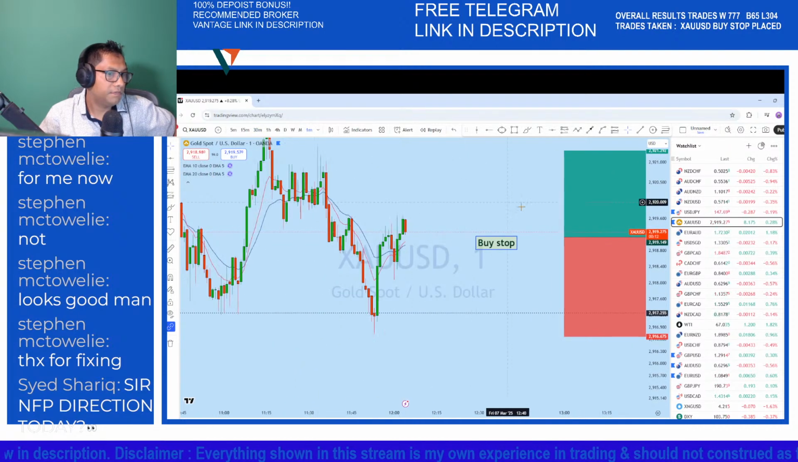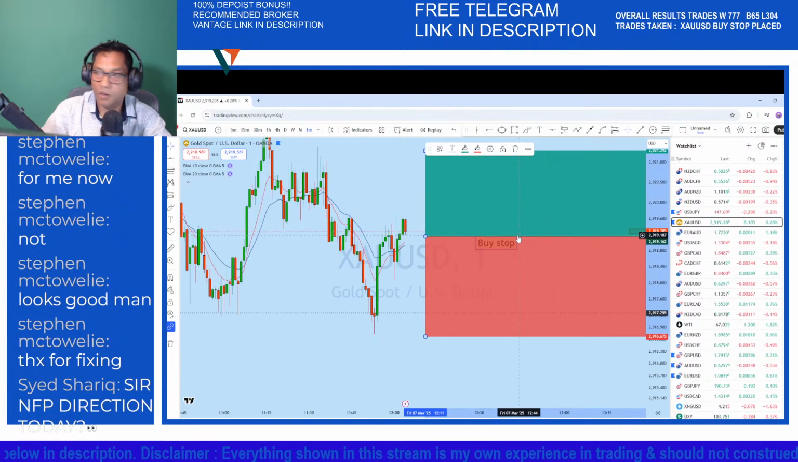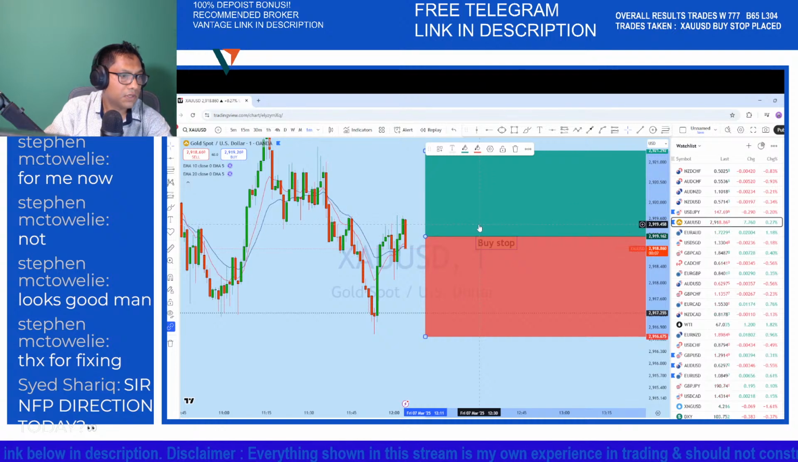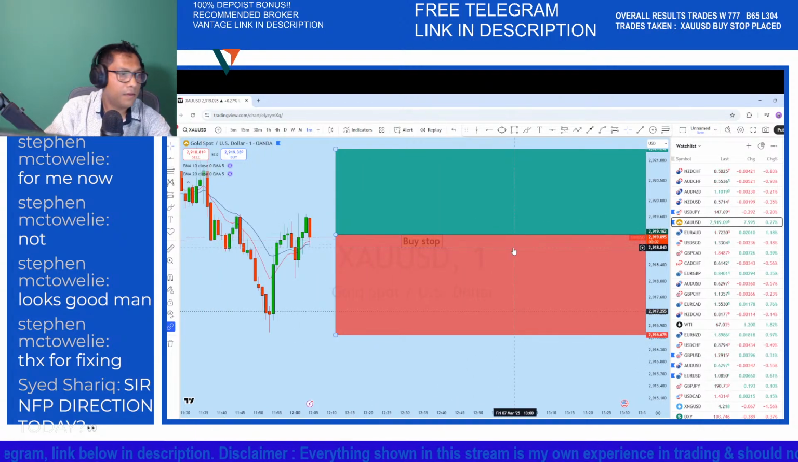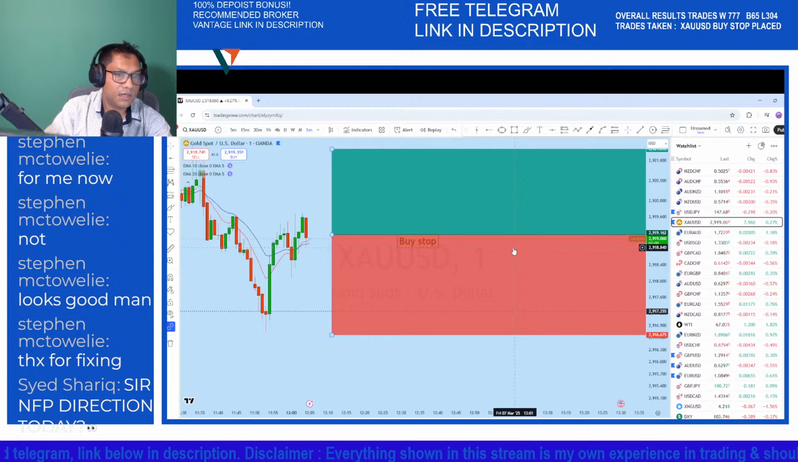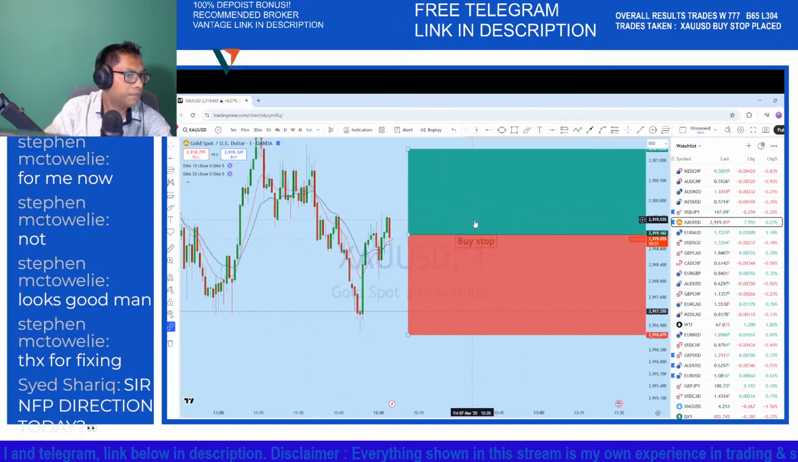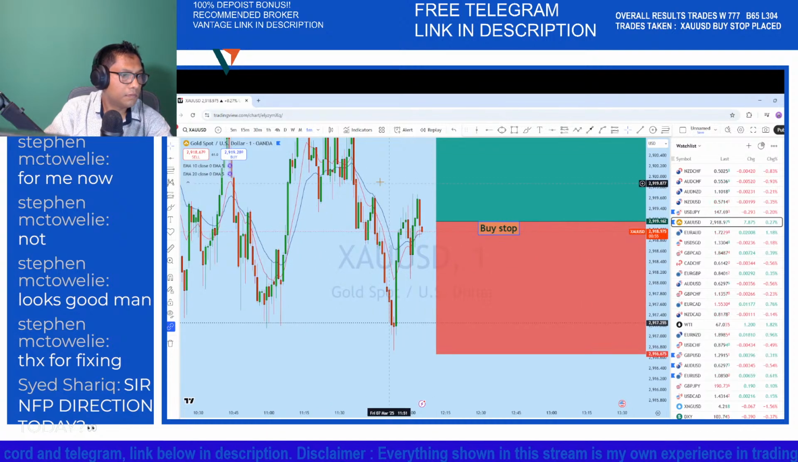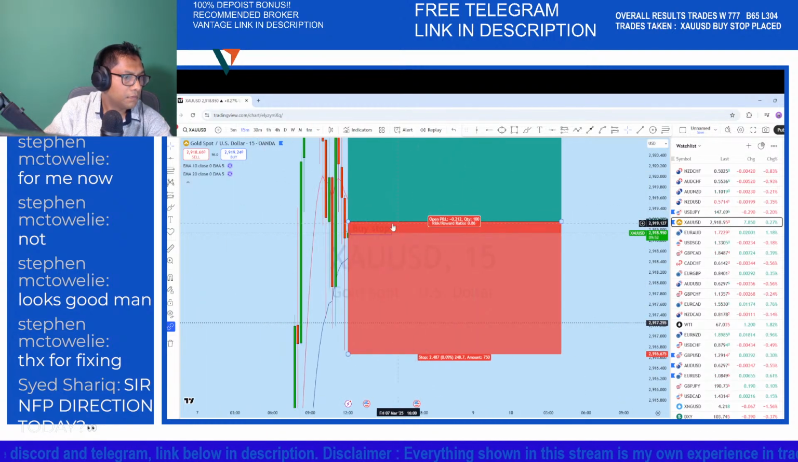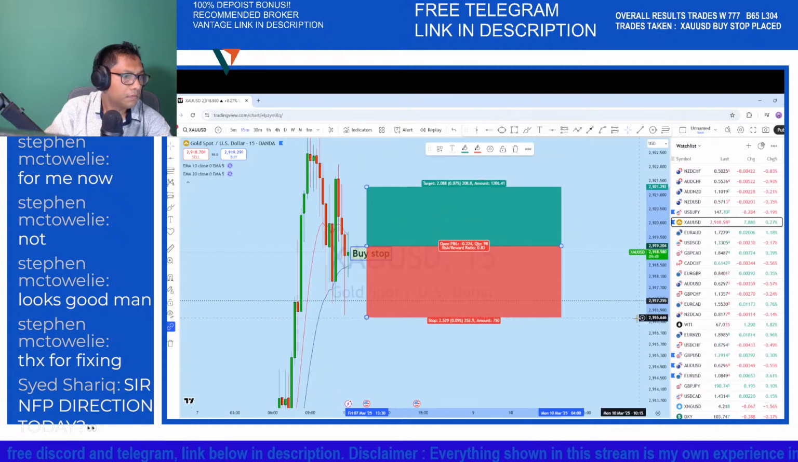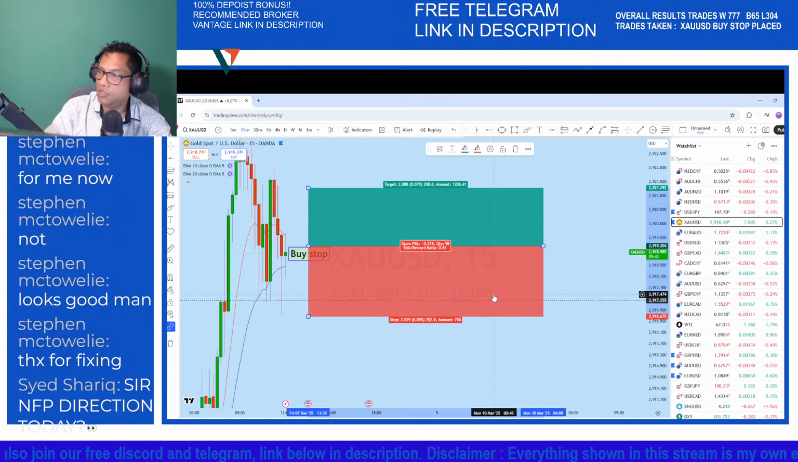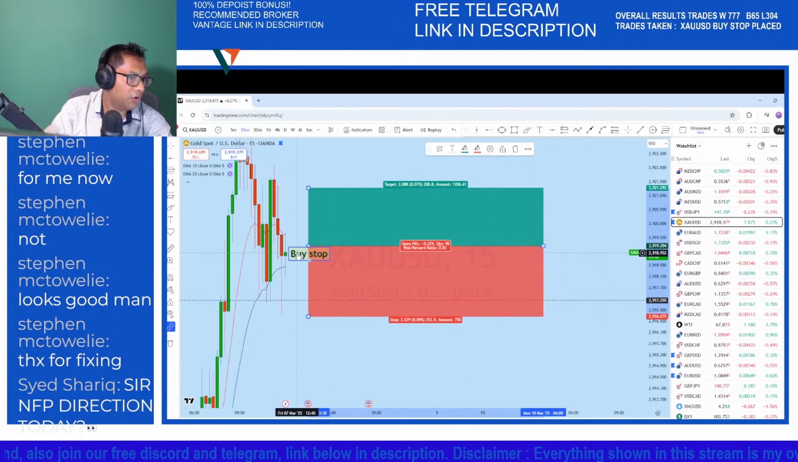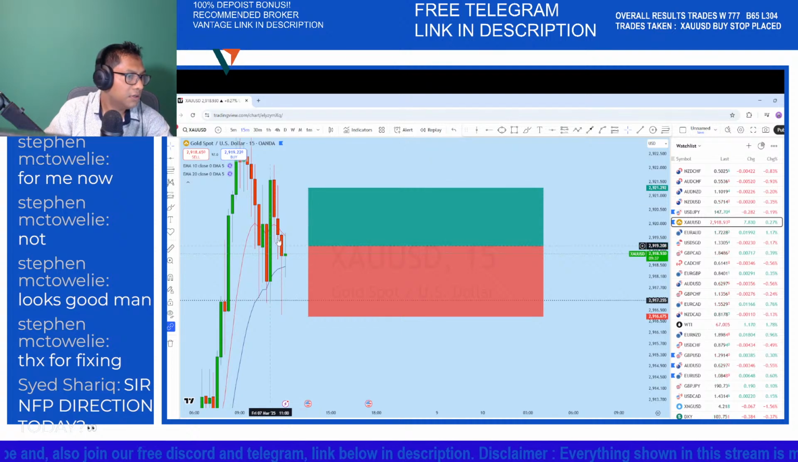Let's look at here. Pretty fragile. Getting some rejection, but at the same time, if we look at the 15 minutes, it's a very narrow doji formation on the 15 minutes chart.